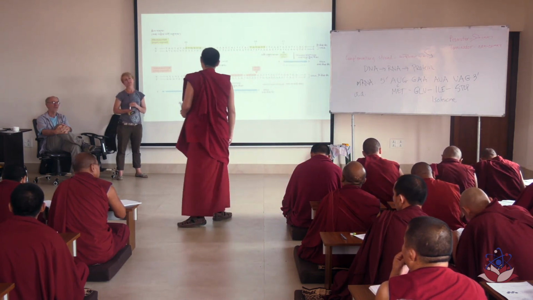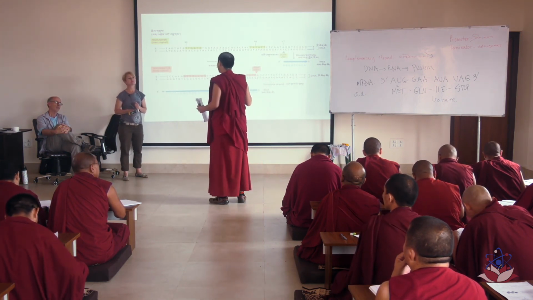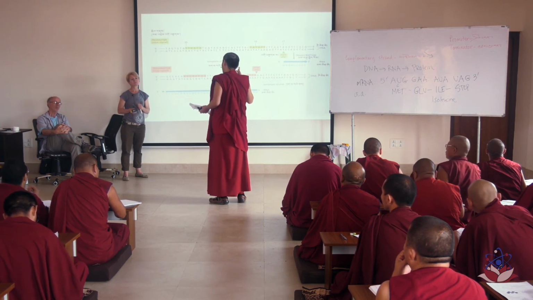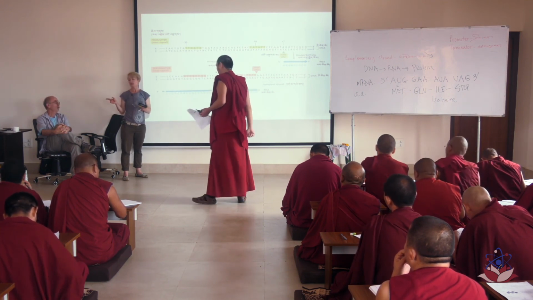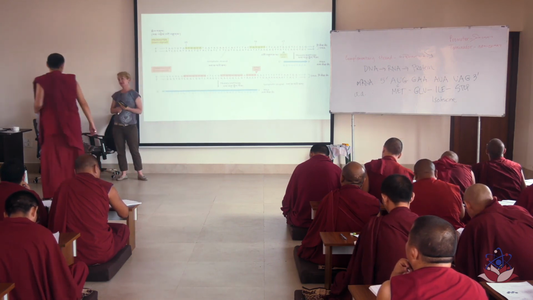Okay, so can you explain more about the four types of RNA that we talked about yesterday? The tRNA, mRNA, microRNA, riboRNA. Phil will do that after the break.